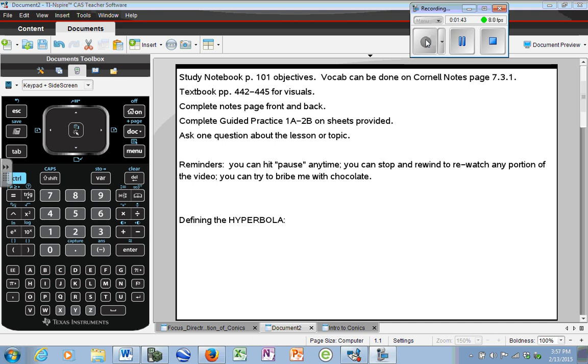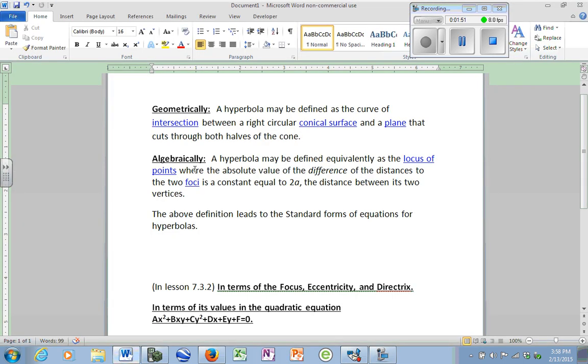We're going to start off by defining the hyperbola in a couple of different ways today and a couple of different ways in the next lesson. Geometrically, you can see here it says that a hyperbola is defined as the curves of intersection between a right circular conical surface and a plane that cuts through both halves of the cone. Feel free to pause and write that down.